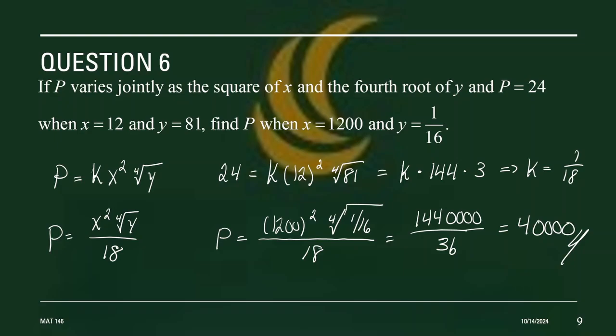So now we're going to look at some applications. One of the more well-known applications of direct variation. This is also a very common example when you first start looking at work in physics. You use springs.